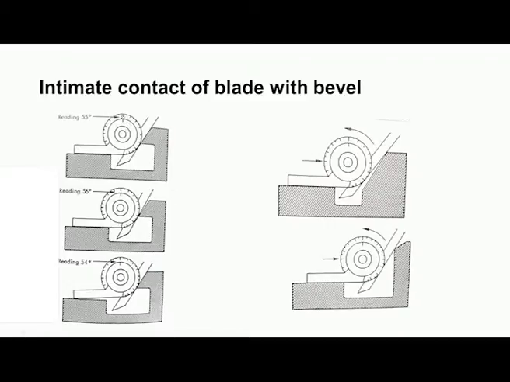You can see here in picture B, we have intimate contact here, but there is no proper contact at this place. So, the reading shown is greater than the actual angle. Here it is showing 55 degrees, which is the correct angle. Here it is showing more than 55 degrees because of this error.